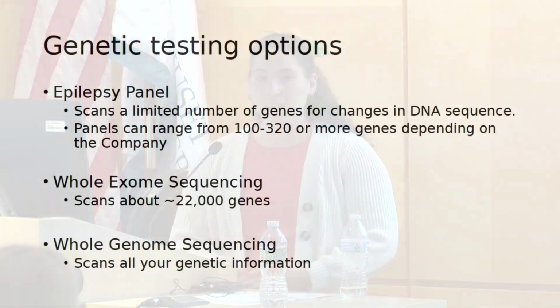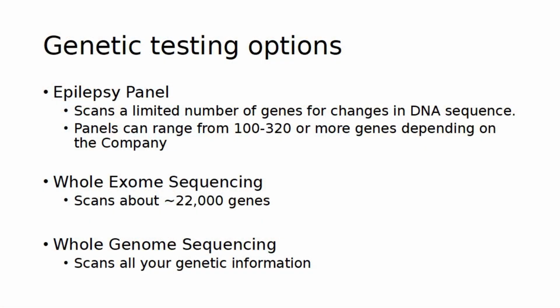So what are the genetic testing options? There's usually 3 different routes you can go. There's an epilepsy panel, which will scan a limited number of genes in the DNA sequence for changes. Those panels will usually look at 100 to 320 genes that have been associated with epilepsy.